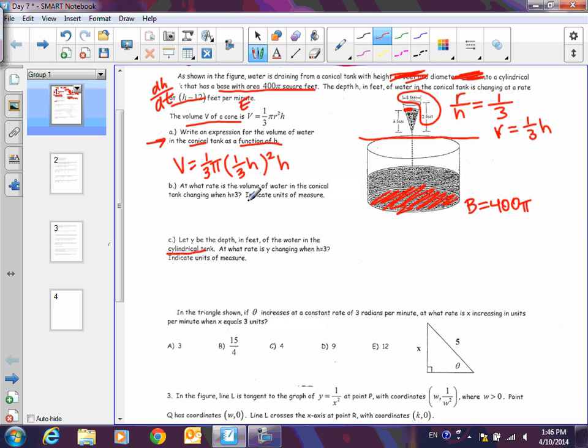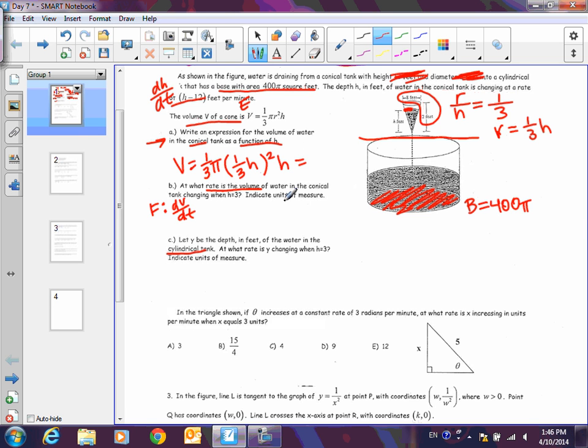So here's the thing, this is why they want you to do it, and this is why it's helpful for you. On part B, they're going to say, what is the rate of volume? So on B, you're trying to find dV over dt. That means we have to derive. This thing, although I could simplify it a little bit, which we're going to do, is a lot easier to derive than what you started with.